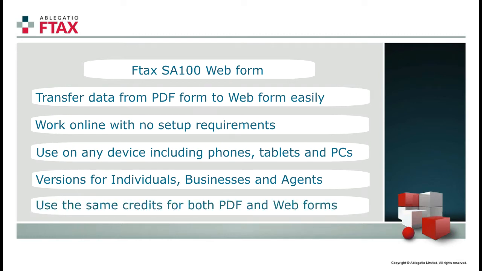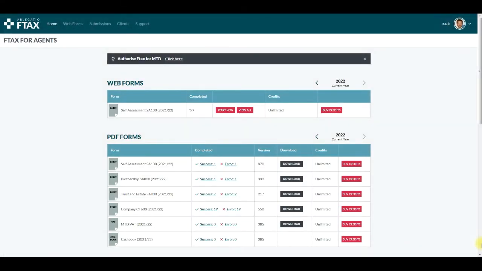If you have SA100 credits for PDF forms, you can use those credits for web forms too. A credit already allocated to a UTR will also work on the web form version. Your FTAX account dashboard has a new section to enable you to manage the credits, and there is a new page from which to manage your web forms. Click on Start New to create a new SA100 web form. View All will display existing web forms.